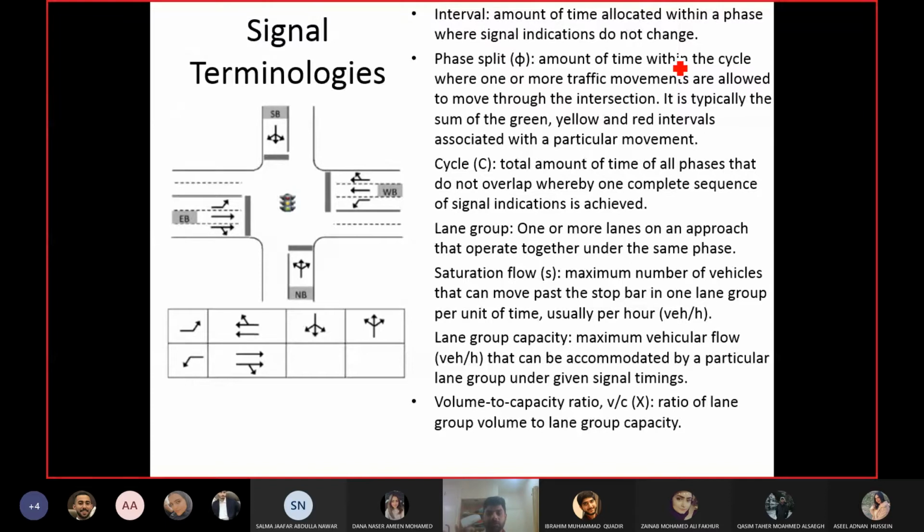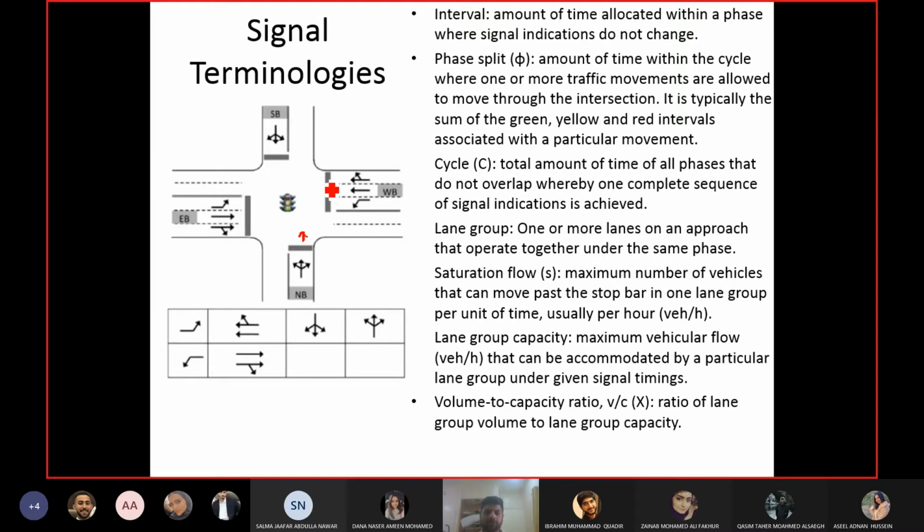We are referring to one phase. For example, I am saying that in this particular phase, this side is receiving green. This side is receiving green. That also means no other side is operating.